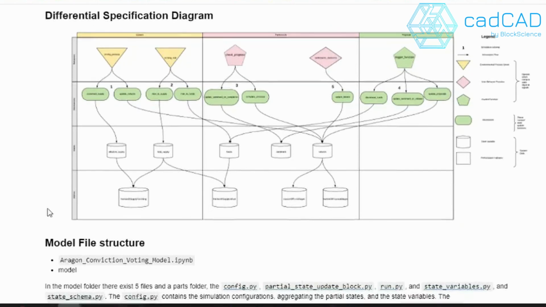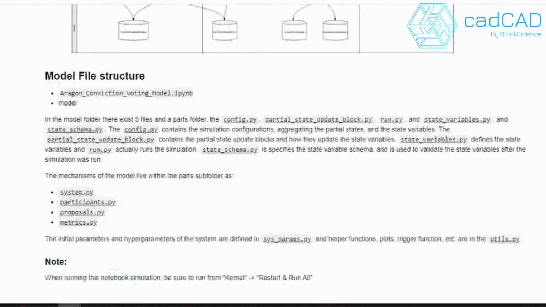So the file structure of how we build these simulations, there's a couple key components, which is the configuration, which says how many Monte Carlo runs am I running, how many time steps? For our examples here, we're using 100 days, with a minimum of 1 day for proposal.